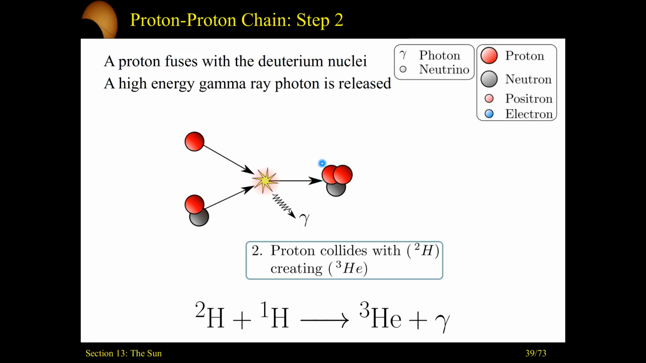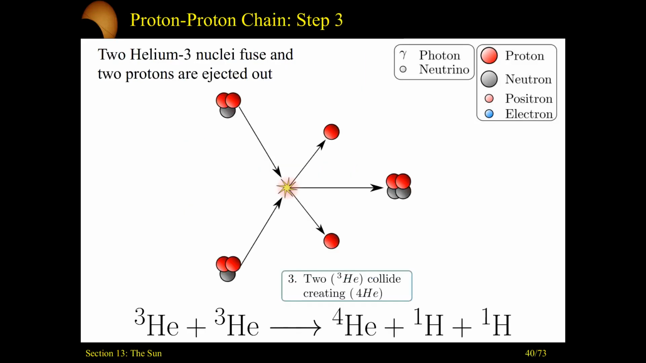Finally, this helium-3 nucleus will interact with another one. And that will be step 3. We'll take 2 helium-3 nuclei and smash them together. Count up the number of components: 1, 2, 3, 4, 5, 6. When they smash together, no energy is released.